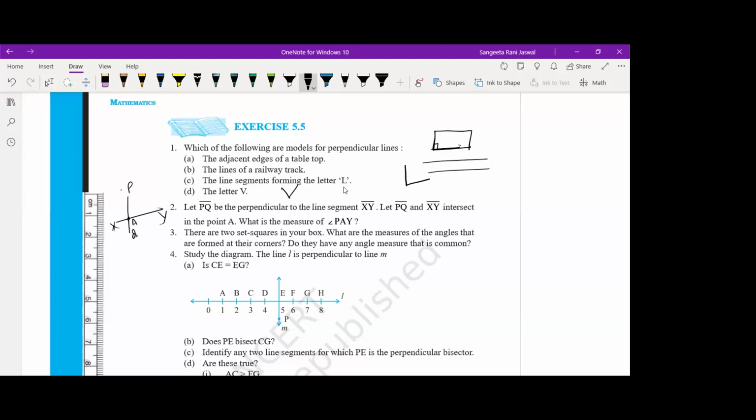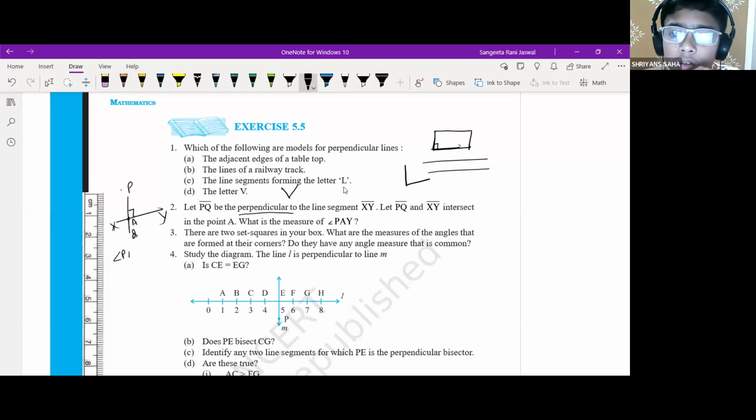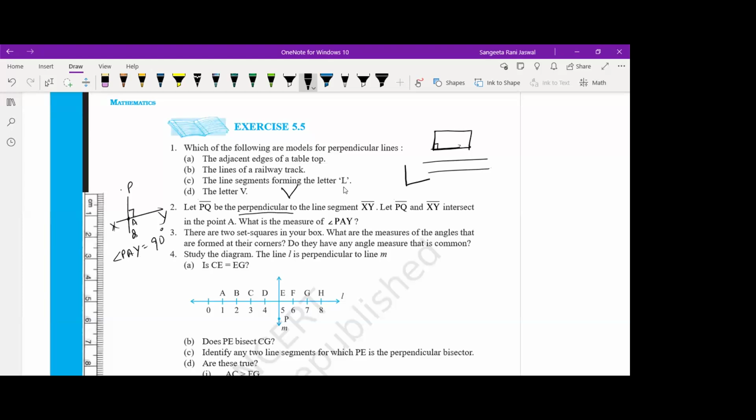What is the measure of angle PAY? It's saying that PQ is perpendicular to XY. So what is this angle measure? 90 degrees. Okay, because perpendicular is 90 degrees. Right angle. Okay, let's see the next question.